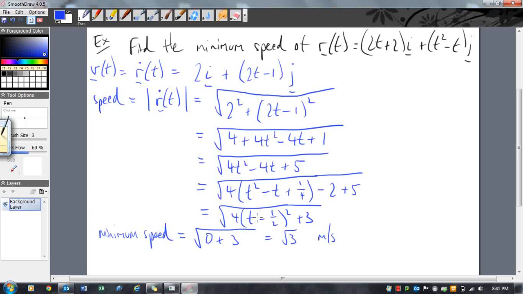When does that happen? Just for completeness' sake, that happens when this is equal to 0, so when t is equal to half. So I'll just write that, when t is equal to a half seconds. Okay, so that's how to find the minimum.